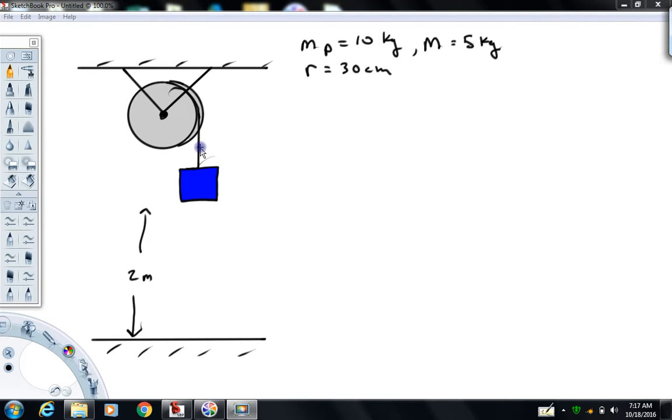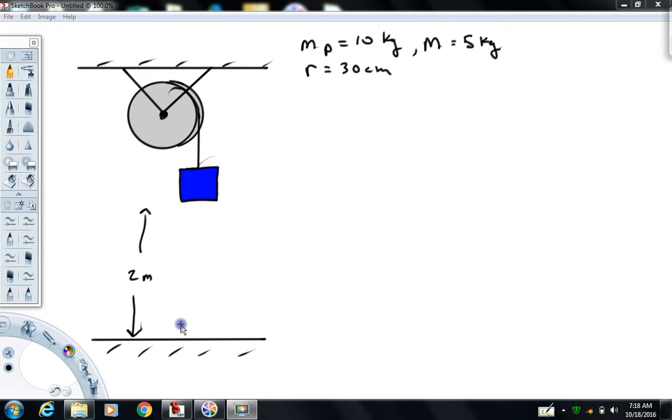Imagine this system is released from rest. The blue mass starts accelerating down, and what we're going to try to do ultimately is calculate the time it's going to take this blue mass before it hits the floor. But we're going to start this using a work energy approach.